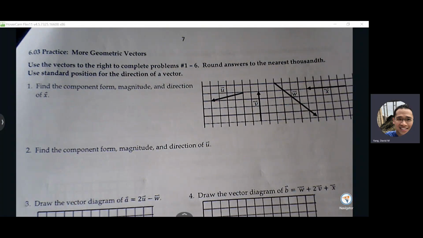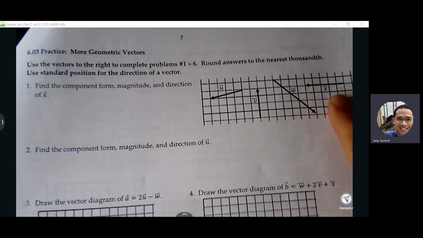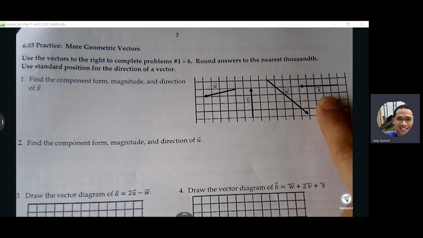Use the vectors to the right to complete the problems 1 through 6. Round answer to the nearest thousands. Use standard position for the direction of a vector. Okay. First it says find the component form, magnitude, and direction of vector x. That's an easy one there.